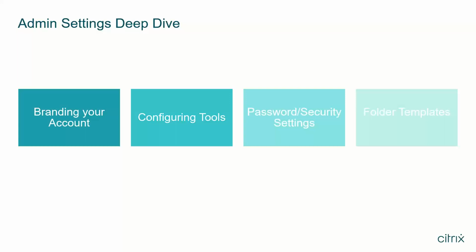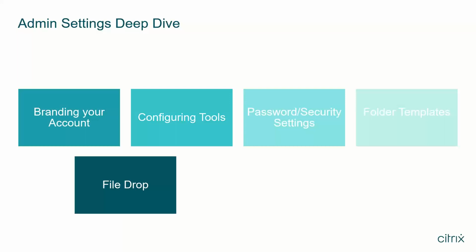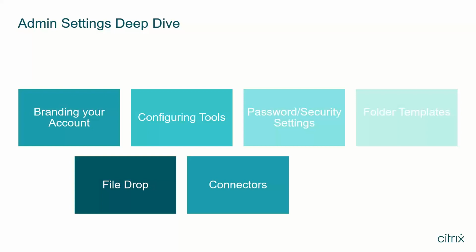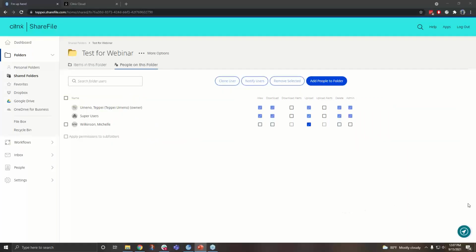on the root level folders, file drops to make dropping files for employee users through a link very easy and accessible to external users, connectors, which are for other external storage repositories like OneDrive or network shares, and then our reporting functions. Okay, so let's start off with branding your account.